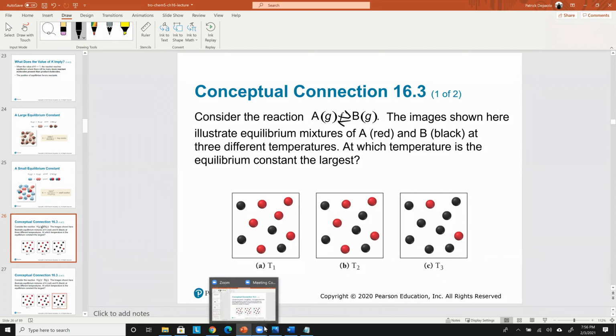Oh, we have 3 already. 4, 3, C, C, C. Yep, the answer is C.